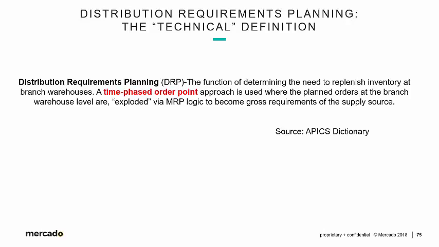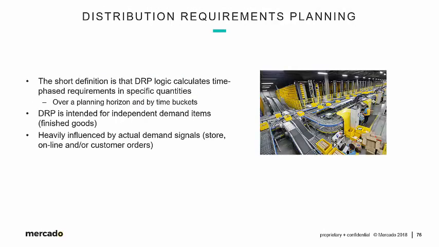That MRP logic is about gross to net exploding, which we've talked about. What's our gross requirement in each period? And subtract what we're going to have on hand from that gross amount to get to our net amount. That's what we're talking about there. That's where this MRP logic is the same for DRP. More on that later.